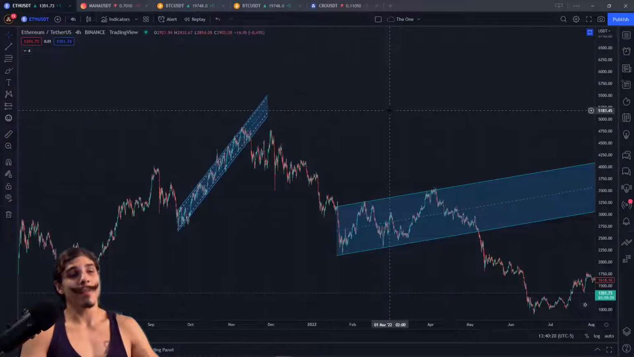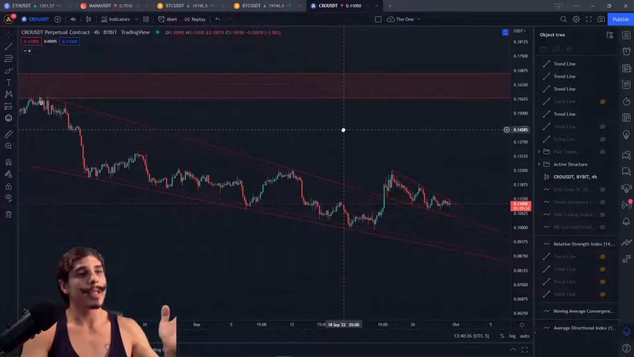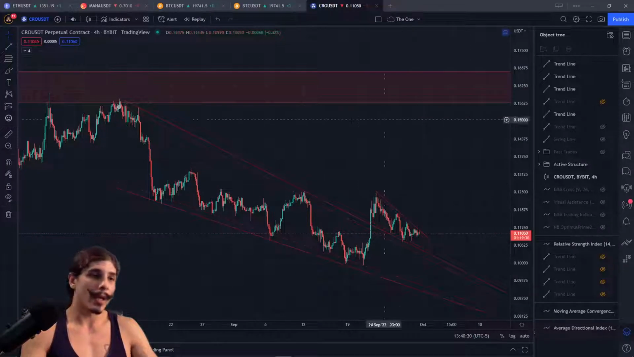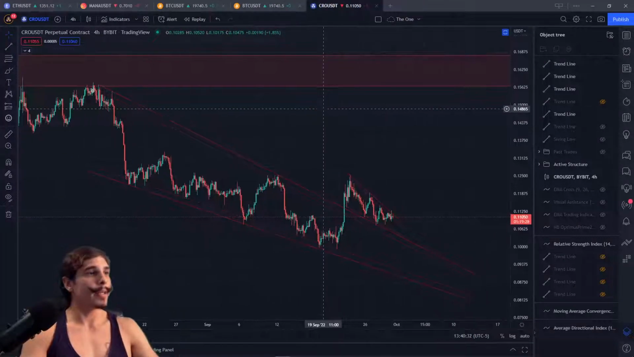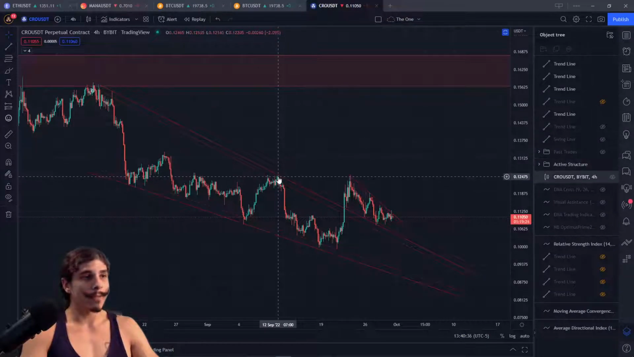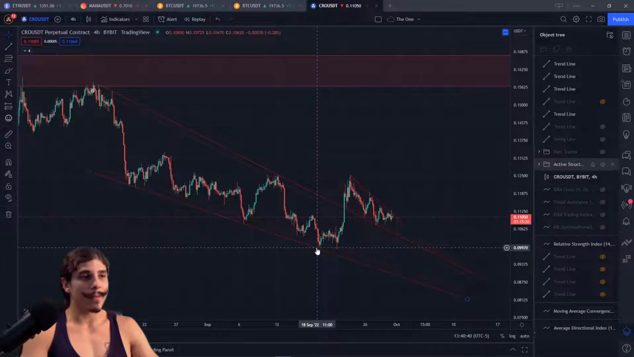So I don't have any downtrend channels ready to show us, but I do have a CRO downtrend formation that I want to talk about. So right here, from these 2 points, we have a projection. And from here, we have the third touch. From these 2 points, we have a projection. And from here, we have the third touch.